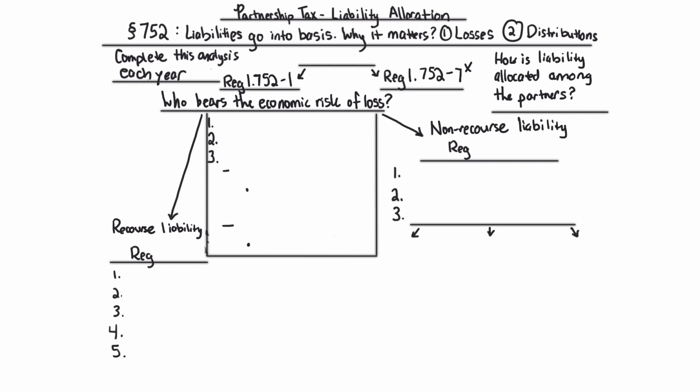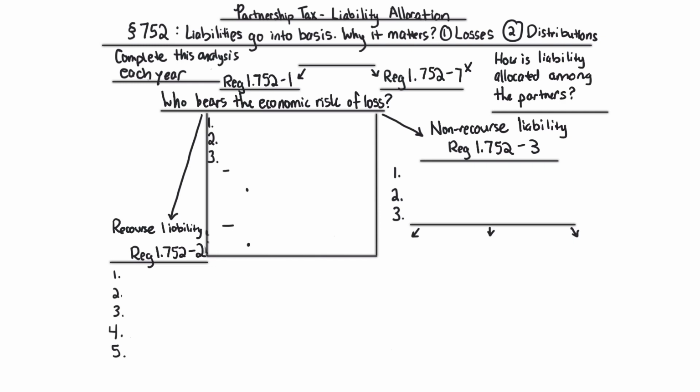Now, the regs for recourse liabilities are found in Reg 1.752-2, and the non-recourse are found in Reg 1.752-3. And we're going to talk about a few things. First, we're going to talk about some specific issues that come up with determining who bears the economic risk of loss and what exactly we should focus on. So in the middle, between these two, I've got some principles and some ideas you should always focus on, especially if you're doing an exam or in practice, that make things a little bit more challenging, and then we have some special rules for them found in the regs.